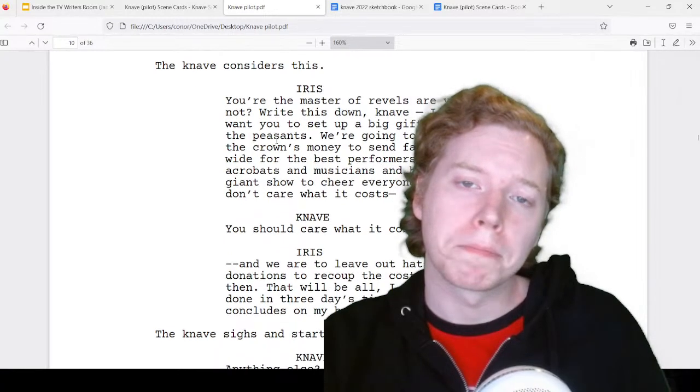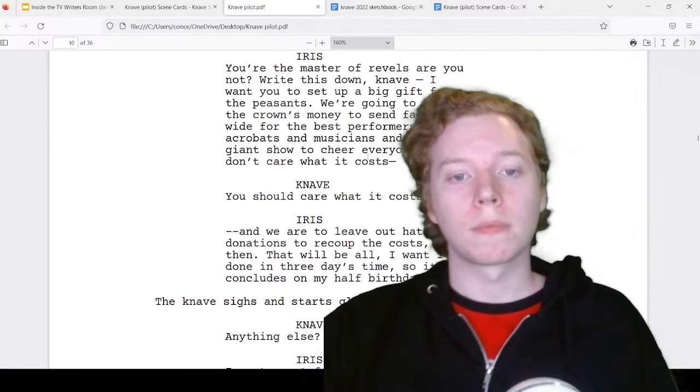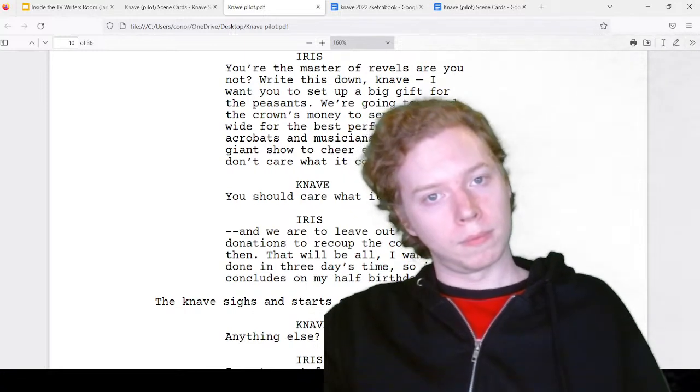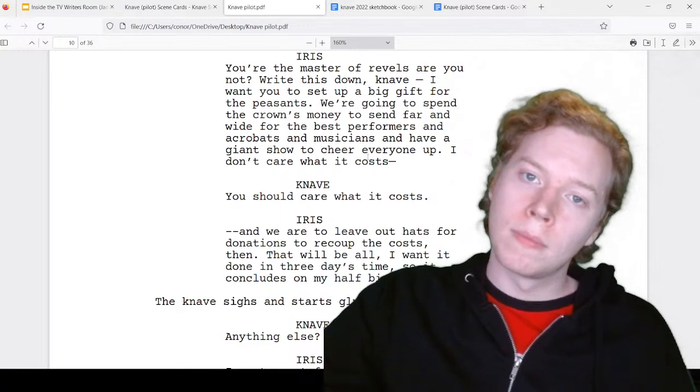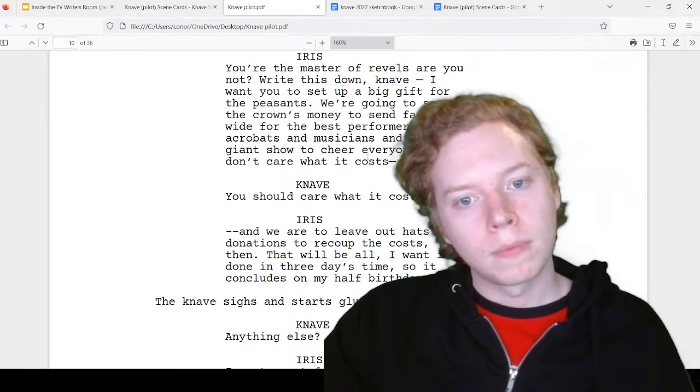The knave considers this. You're the master of revels, are you not? Write this down, knave. I want you to set up a big gift for the peasants. We're going to spend the crown's money to search far and wide for the best performers and acrobats and musicians and have a giant show to cheer everyone up. Don't care how much it costs.